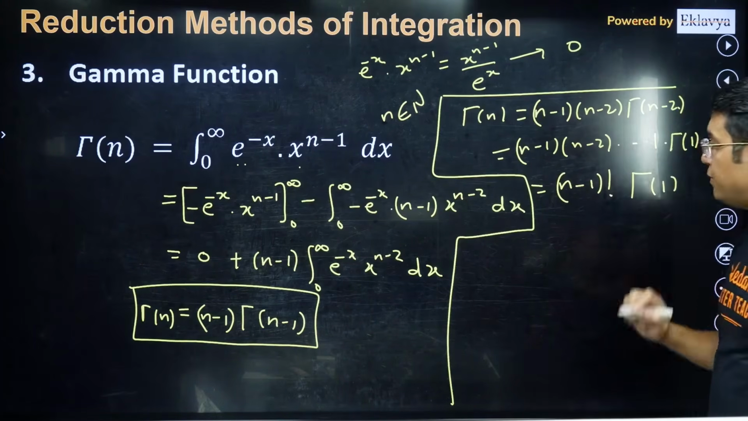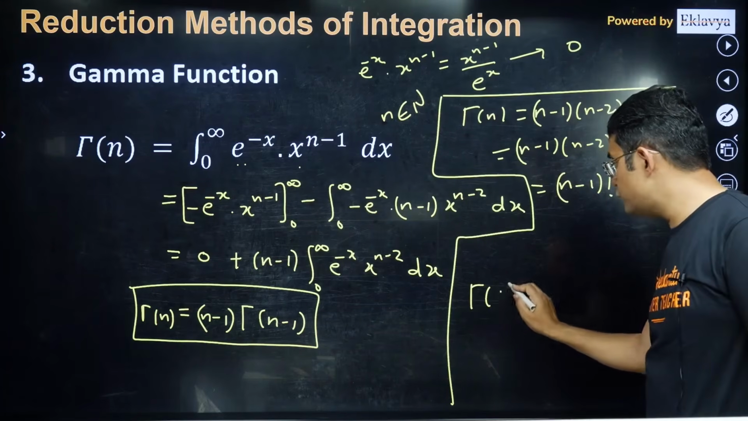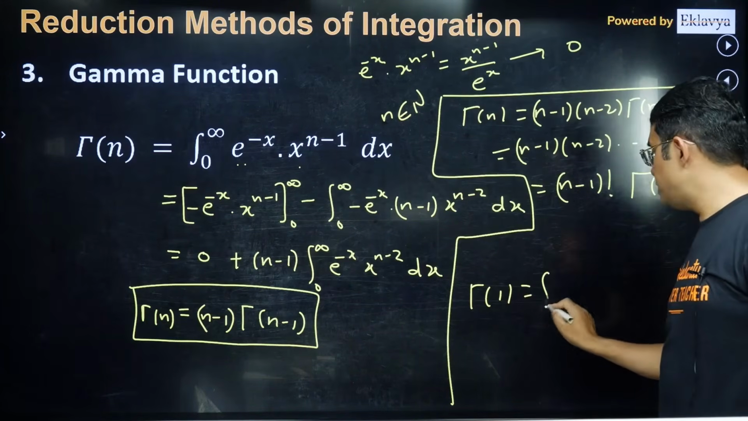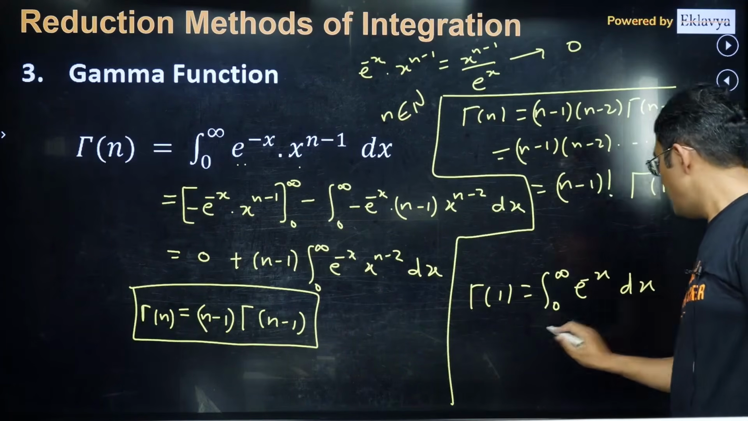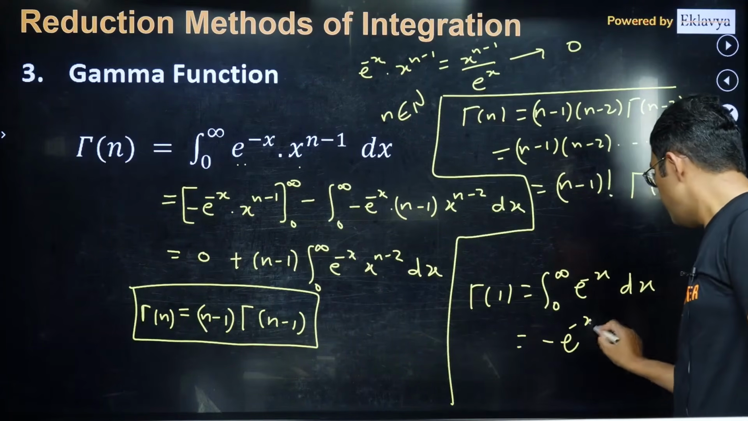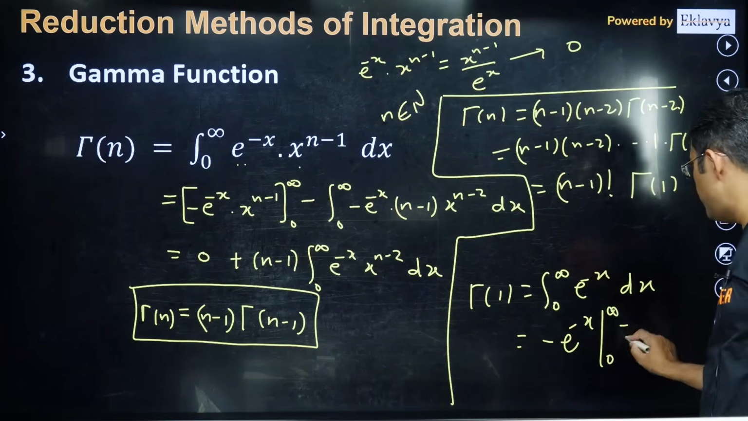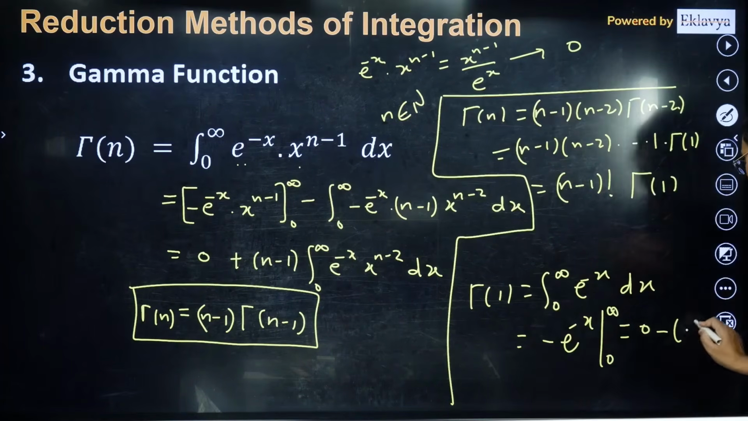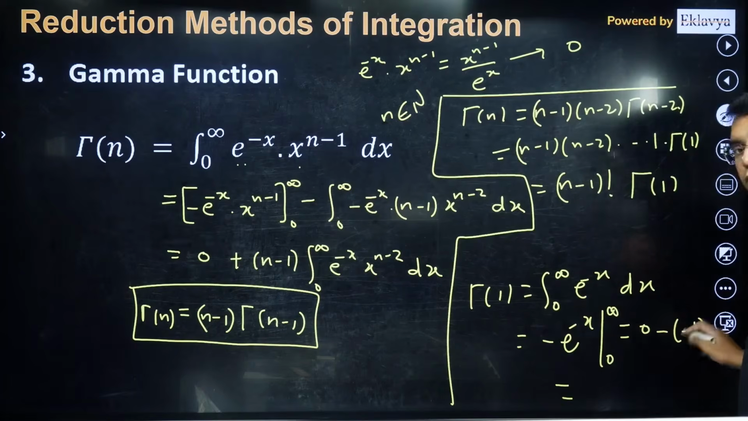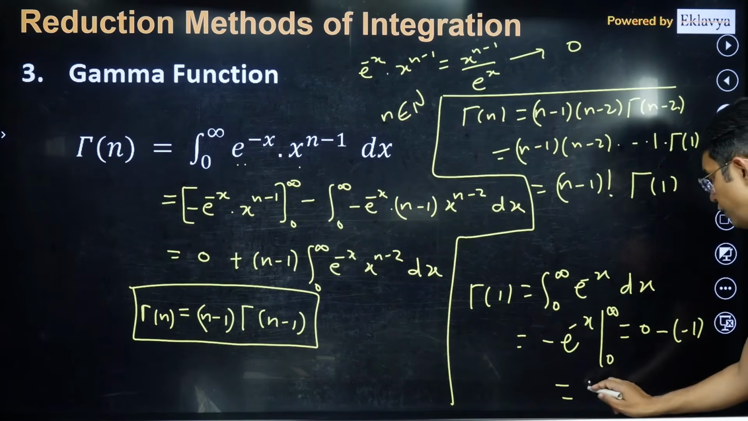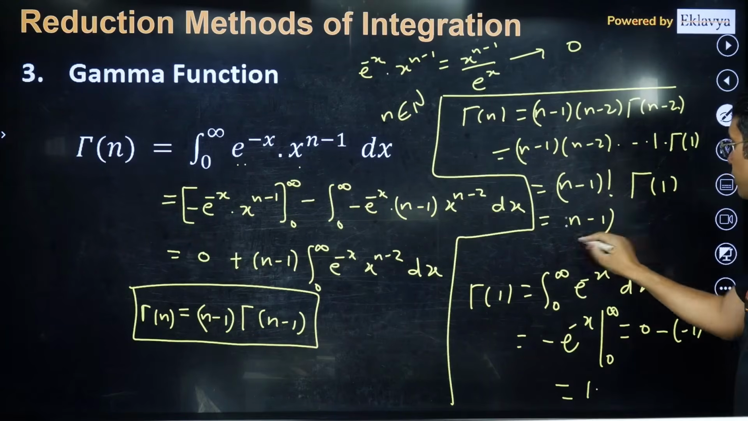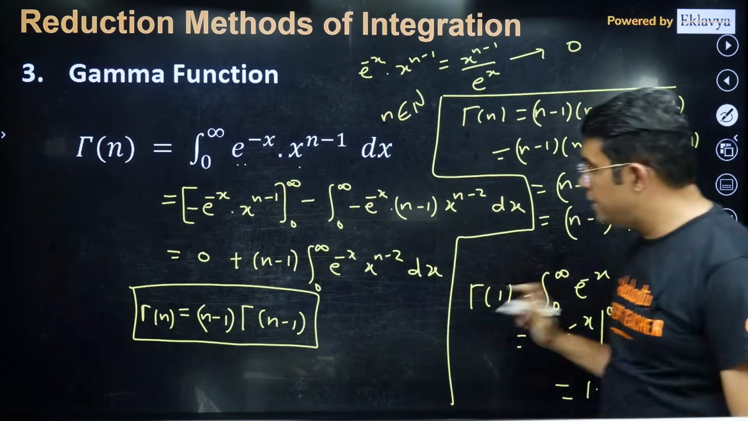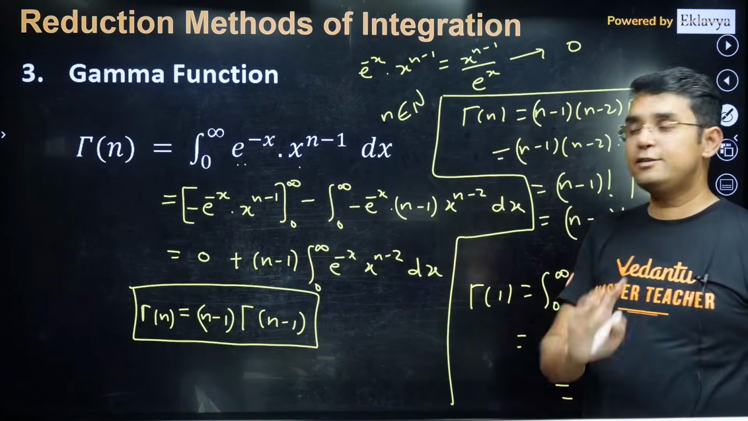Now gamma 1 value can be found directly also, as I was talking about. It will be just integral 0 to infinity e power minus x dx, which is minus e power minus x, limit from 0 to infinity. If you put infinity, you get 0. If you put 0, you get minus 1. And sign of minus because of lower limit, so it finally becomes 1. So here you can see this is becoming n minus 1 factorial. So gamma n is n minus 1 factorial.